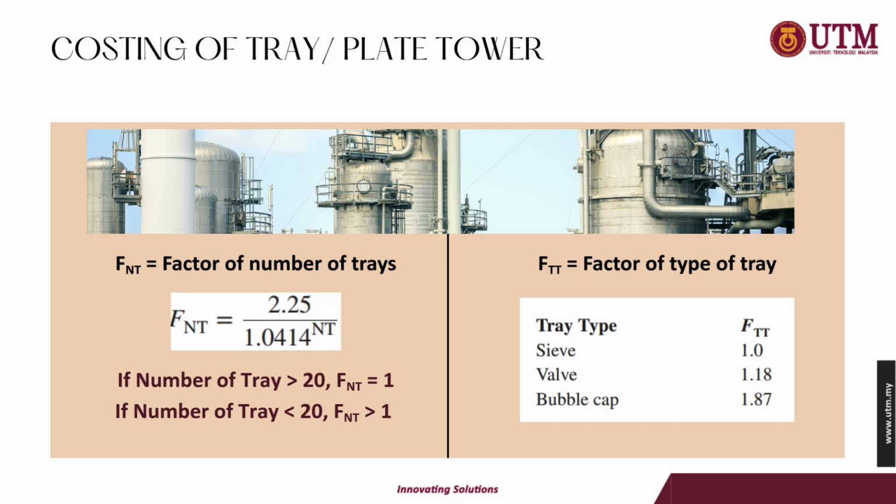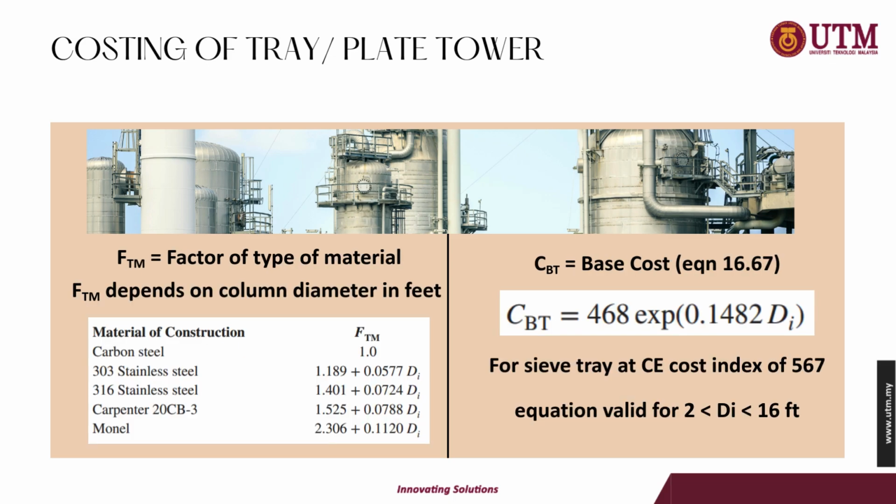For the FTT, the factor for type of tray, we can see the tray types and factors below. For sieve, FTT is 1, for valve, FTT is 1.18, and for bubble cap, FTT is 1.87. Next is the factor for type of material, FTM.